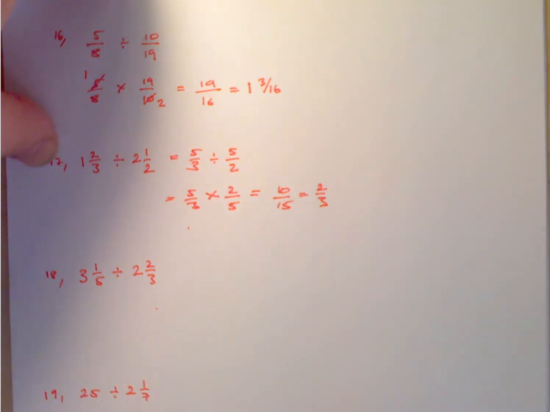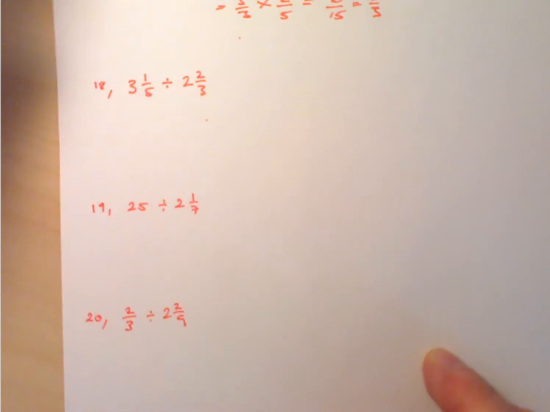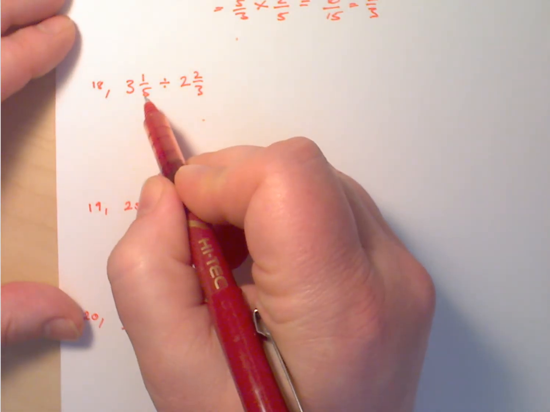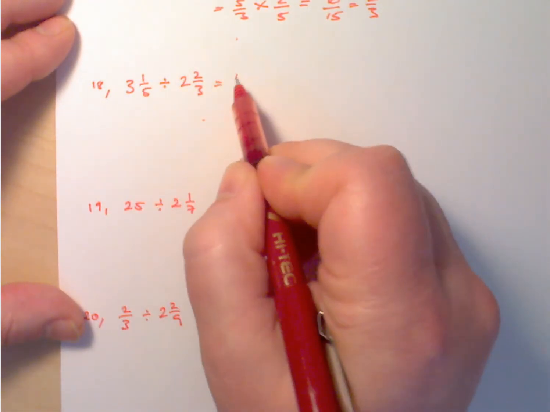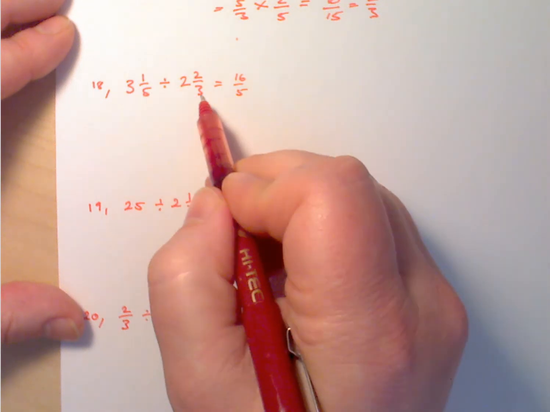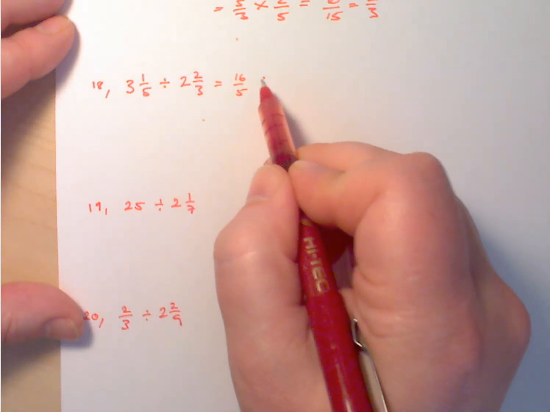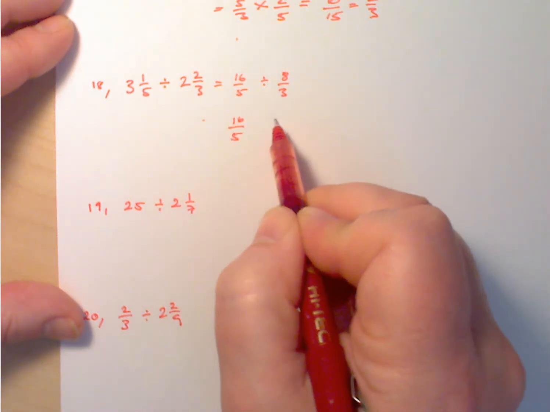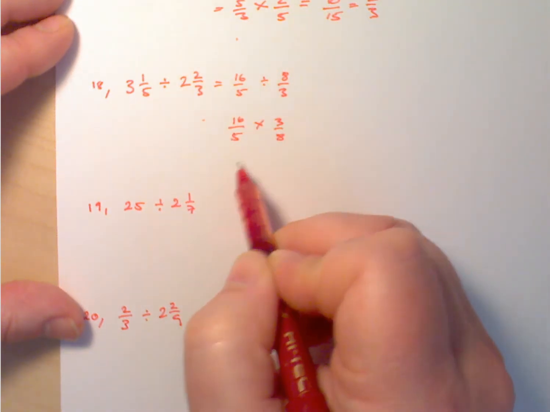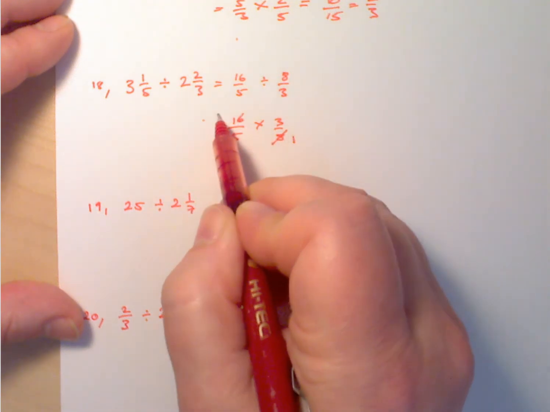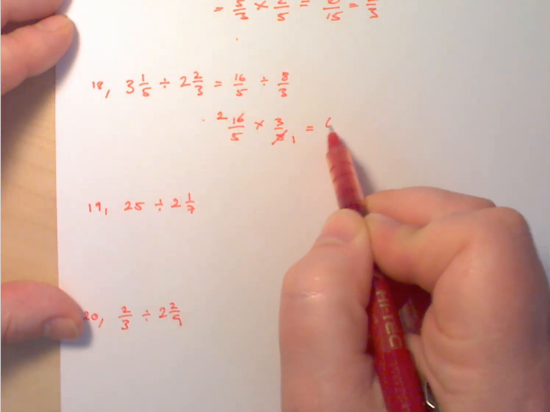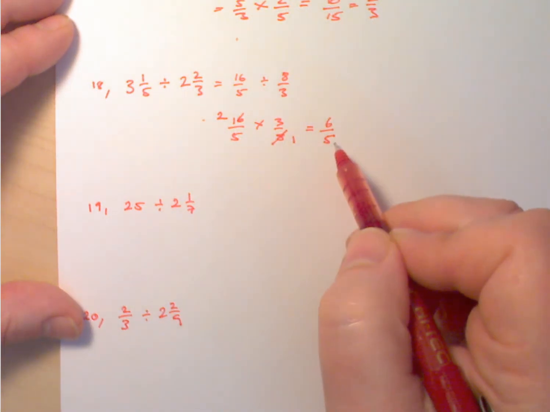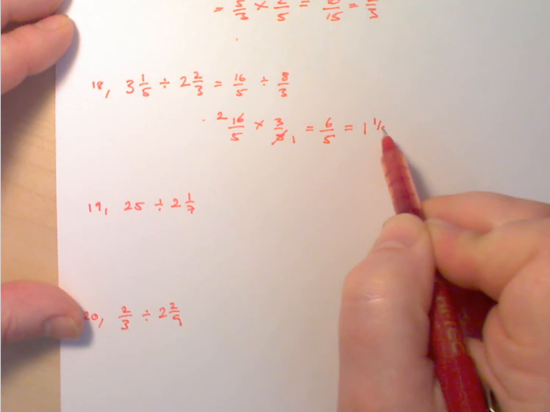Now I did that with a lot of help from the calculator. I've done enough working to get full marks though. Here I'm going to do it the proper way. So 3 times 5 is 15, plus 1 gives me 16 over 5. And 2 times 3 is 6, plus 2 is 8 over 3. Then I'm going to stick, flip, and multiply. And you can see that 8 goes into itself once and into that twice. This gives me 6 over 5. And you need 5/5 to make a whole, so that would give me 1 whole and an extra 1/5.